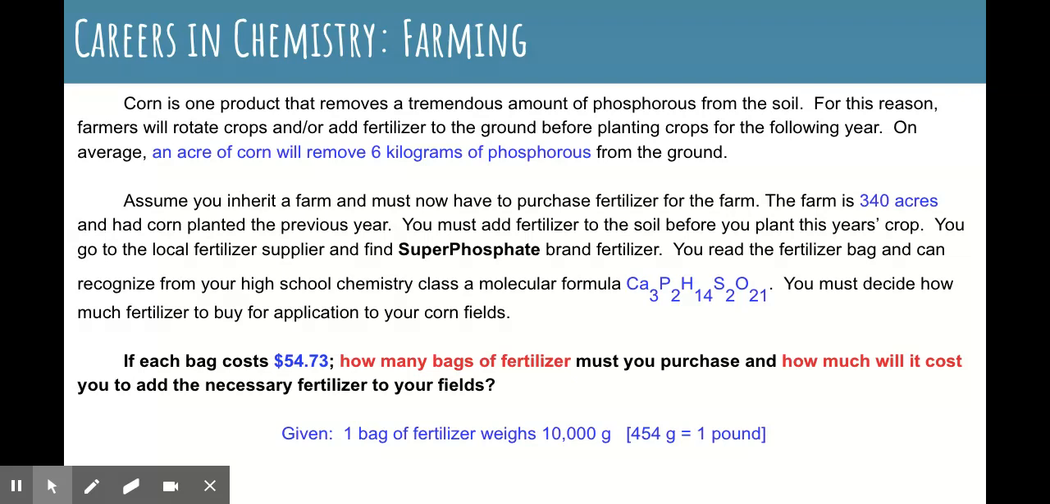Okay, so you know that 6 kilograms of phosphorus are being lost per acre. You know that your farm is 340 acres, and you know the molecular formula here. We obviously know how much these bags of fertilizer are going to cost us: $54.73. We need to figure out how many bags of fertilizer you need to purchase, and then how much it's going to cost to purchase that many bags. So some things that we are given, or information that you could find for your conversions here, is that 1 bag of fertilizer weighs 10,000 grams, and then we know that 454 grams is equal to 1 pound.